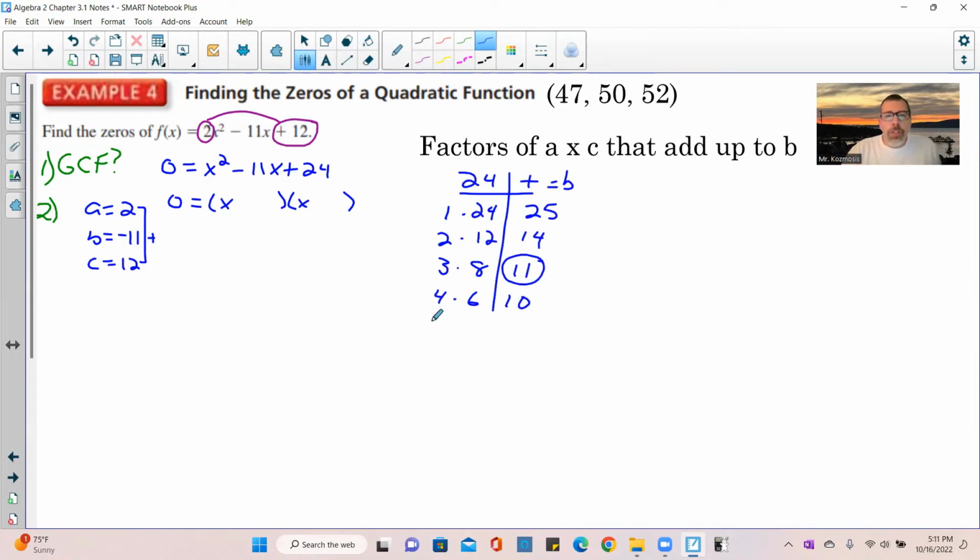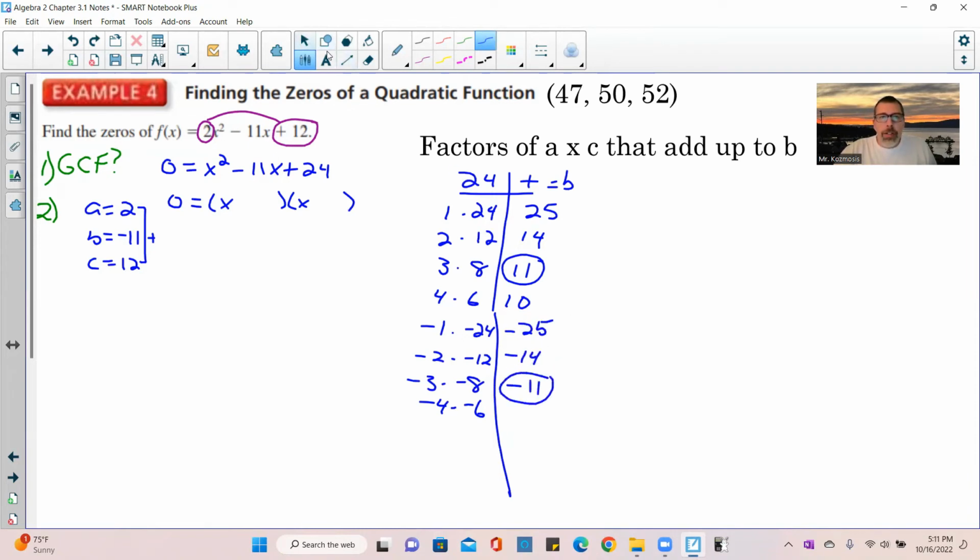So we also have negative 1 times negative 24, negative 2 times negative 12, because a negative times a negative is positive. So it wasn't this 11. It will be negative 3 times negative 8 and negative 4 times negative 6. And this would give me 25, negative 25, we're adding. Negative 14. Negative 11, and there is what I wanted to circle, not this one.